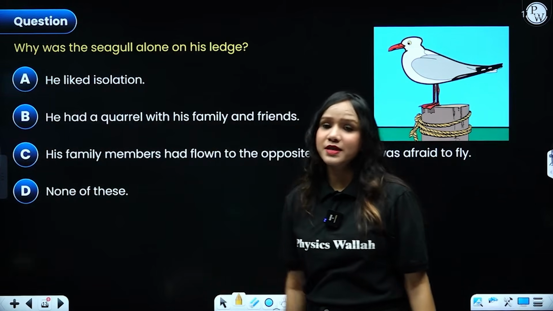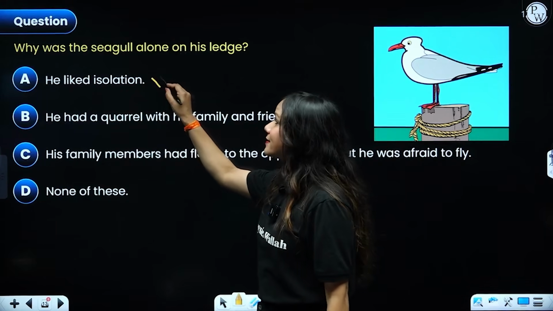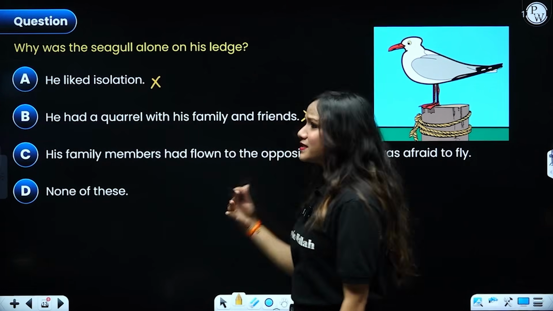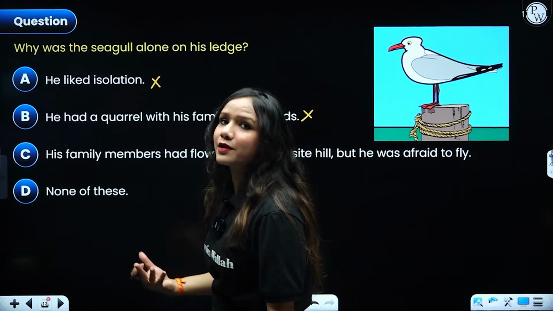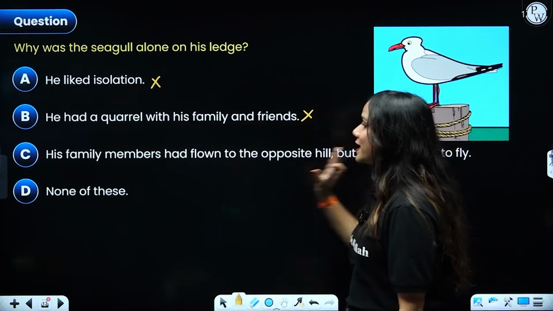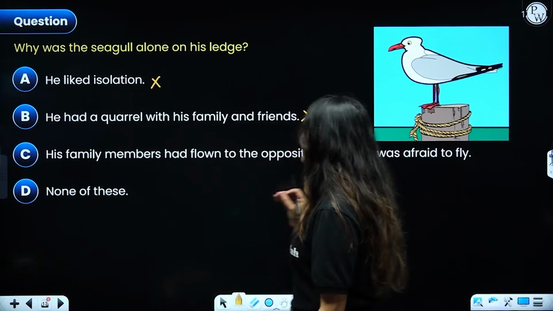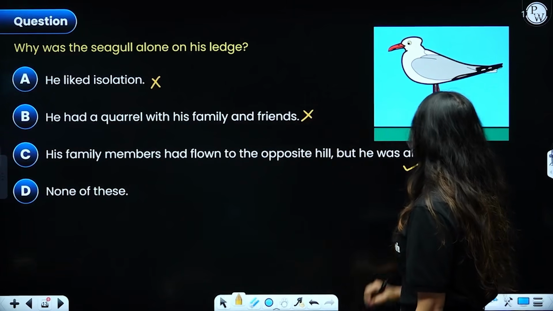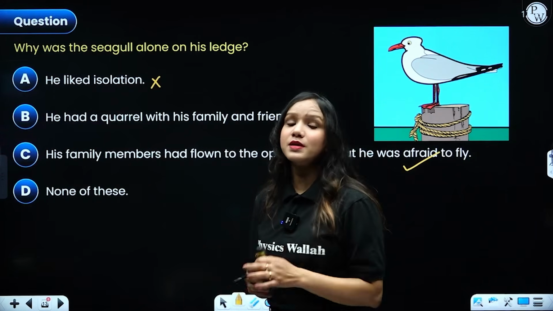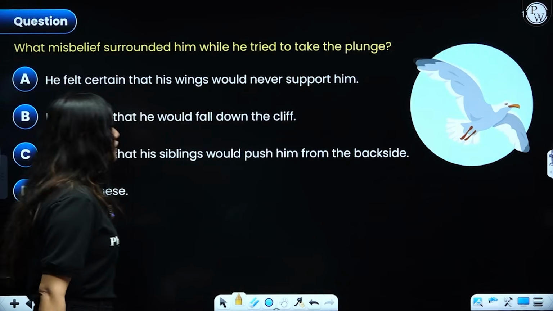There can be multiple reasons, but the most appropriate one is: he liked isolation? Not at all. He had a quarrel with his family and friends? Not at all. He was innocent. It's just that he was not able to learn the art of flying, right? His family members had flown to the opposite hill, but he was afraid to fly? None of these. So what do you think is the most appropriate option here? Obviously this one, right? He could not take his first flight, and I told you to remember those two words, brim and ledge here, right? Next question on screen.